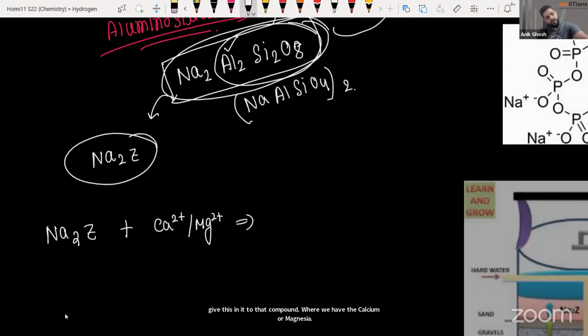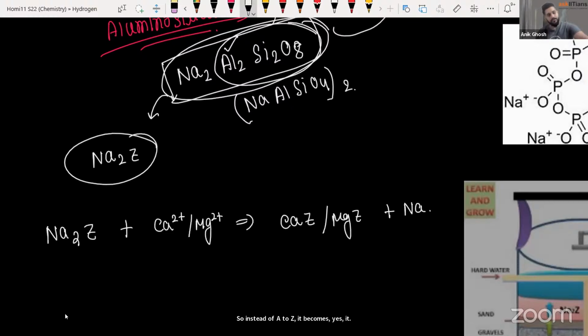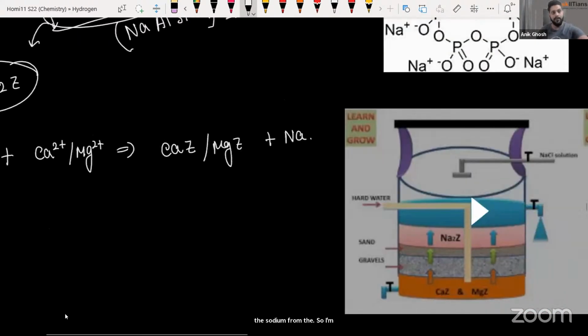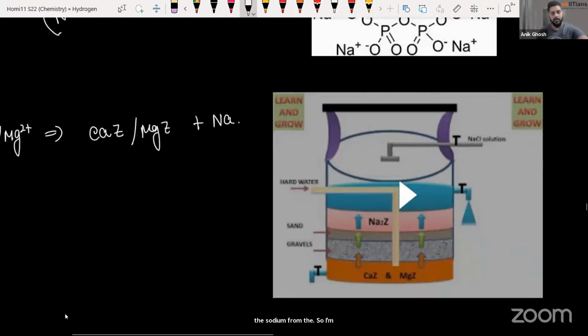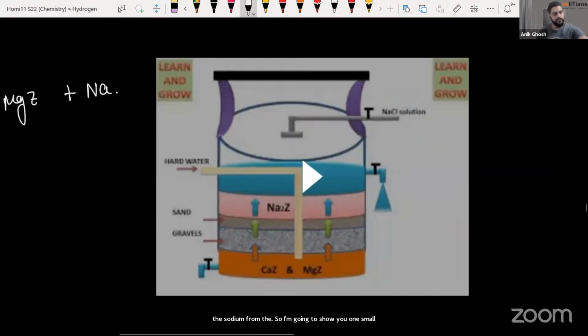What would they do? This Na2Z, like I said, this zeolite compound, entraps the calcium, right? So instead of Na2Z, it becomes CaZ. It's just like a displacement reaction. It just displaces the sodium from the zeolites. So I'm going to show you one small video in order to make you understand it. Just watch this video now.